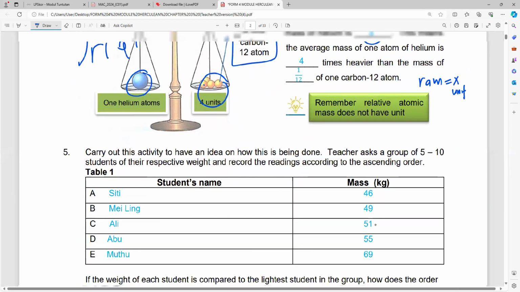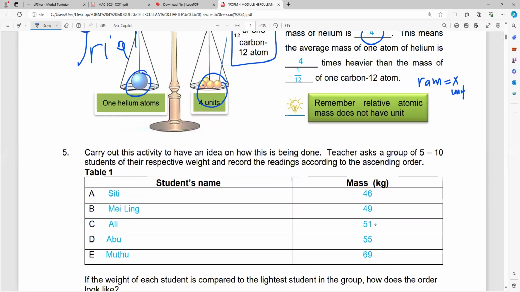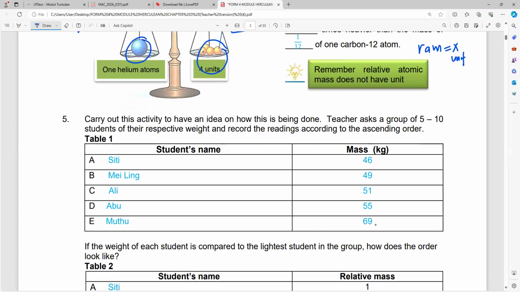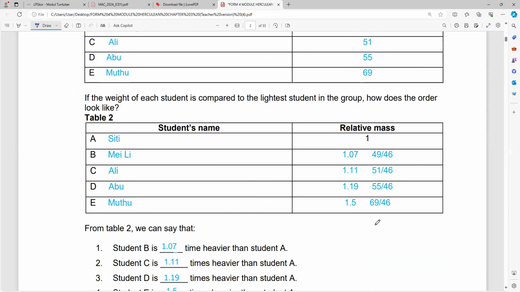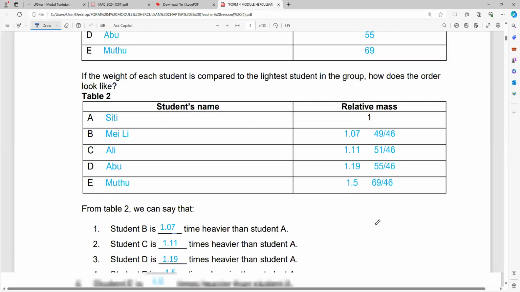So this is something we could have done in school, but no need to waste time. Go and get all your friends' weight, and then record them. I don't think the girls or the boys will actually like it. So we just leave it lah. Okay, we do this question next time.